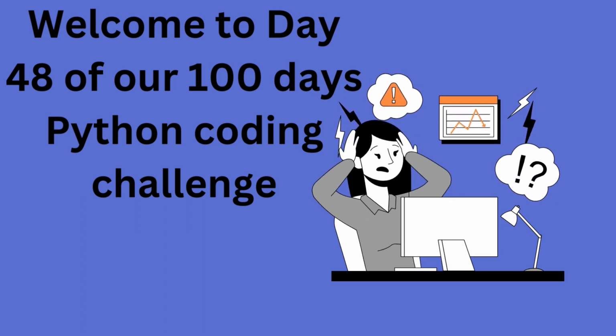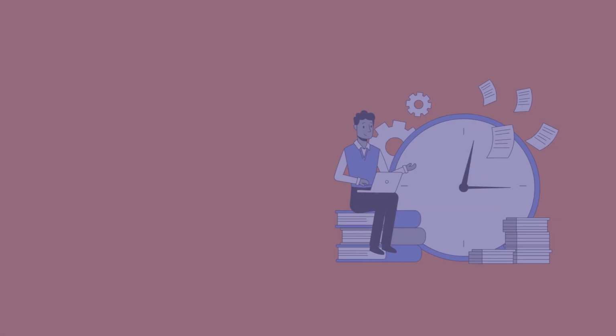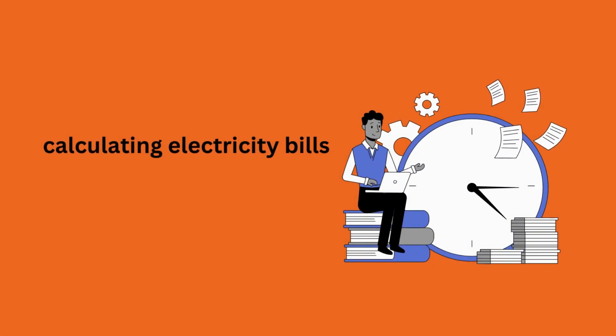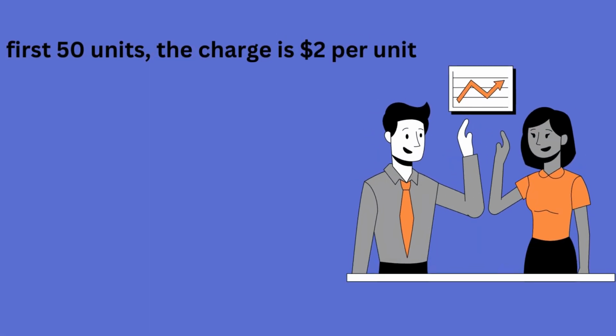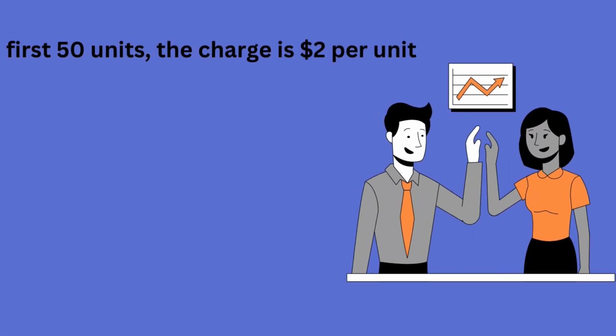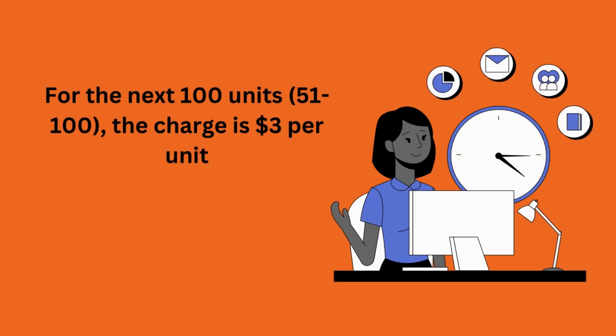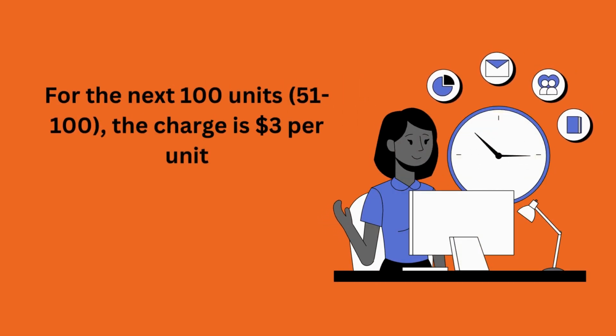In this video, we'll dive into a practical problem, calculating electricity bills based on consumption and slab rates. For the first 50 units, the charge is $2 per unit. For the next 100 units, 51 to 100, the charge is $3 per unit.